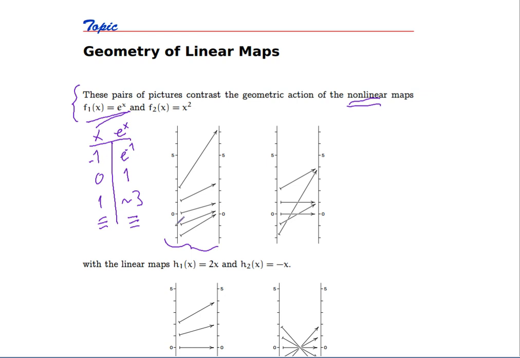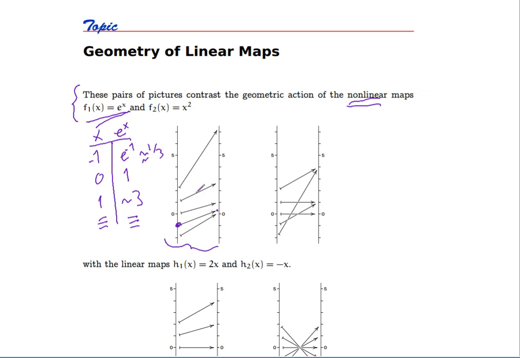Minus 1 in the domain goes to e to the minus 1. That's about equal to 1/3. And you can see that here if we start with minus 1, we're coming into something that's less than 1 over here. It's about 1/3. Okay. If I start with x equals 0, it goes to 1. So 0 goes to 1 over here. That looks good. And if I take e to the 1, that's about 3. So it goes up to here to about 3. Now notice how irregular these arrows are. They're not parallel. They seem to be pointing every which way.